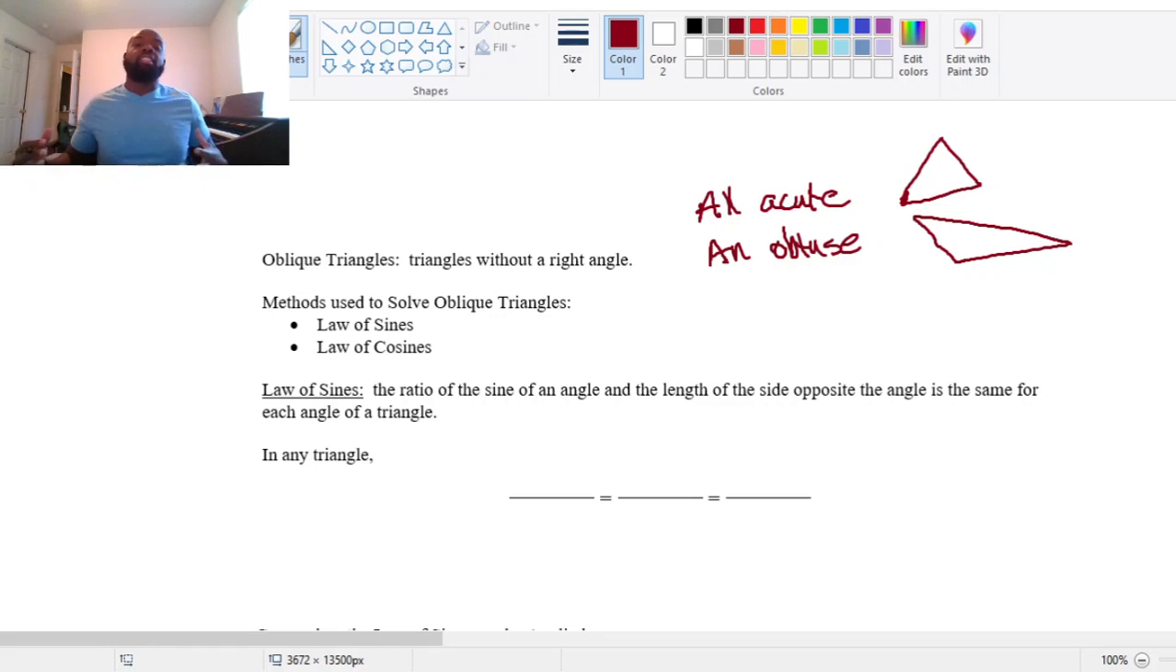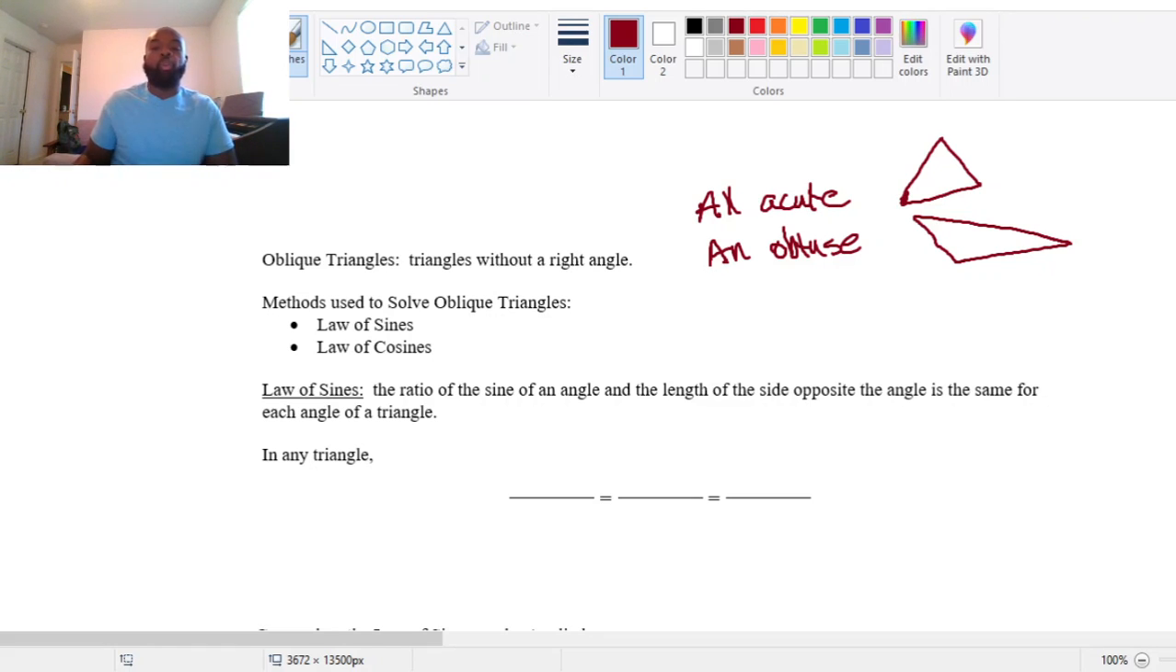And so we're going to try to come up with methods. Well, we're not going to come up with the methods, but there are a couple of methods that we use to solve these. And one involves what we call the law of sines, and the other involves the law of cosines. Of course, as you saw at the beginning of this video, we're going to focus on the law of sines. The law of sines basically states that the ratio of the sine of an angle and the length of the side opposite the angle is the same for each angle in a triangle.